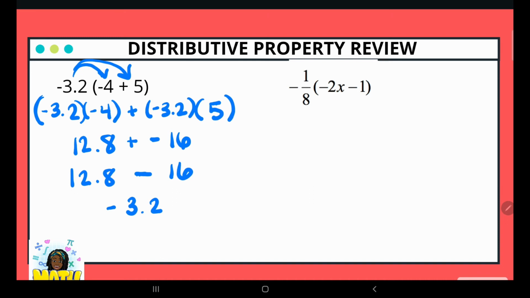Okay, so let's take a look at this next example. So here I have fractions, and when I rewrite my whole numbers, I'm going to turn them into fractions just so it's easier for me to work with. So I'm distributing this negative 1 over 8 through to the negative 2x and the negative 1, everything that's inside the parentheses. Okay, now I'm going to use some parentheses throughout to keep my work organized. So negative 1 over 8 times negative 2 over 1x. And I'm just going to group this in a parentheses.